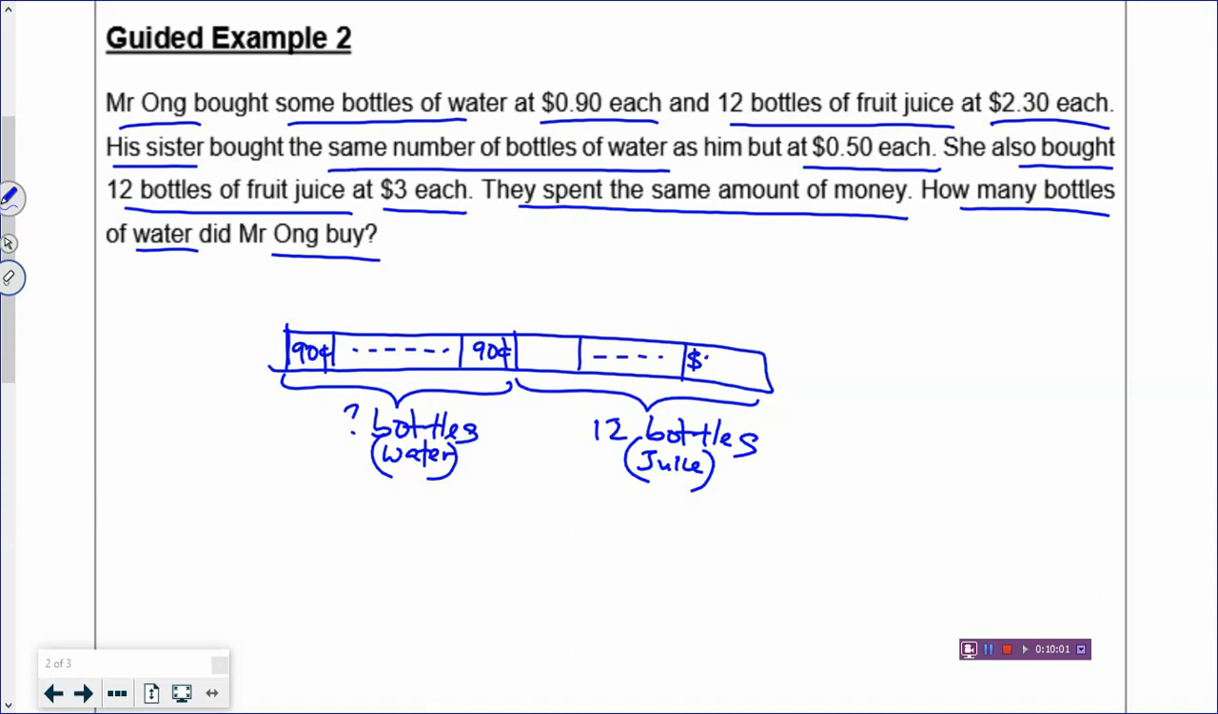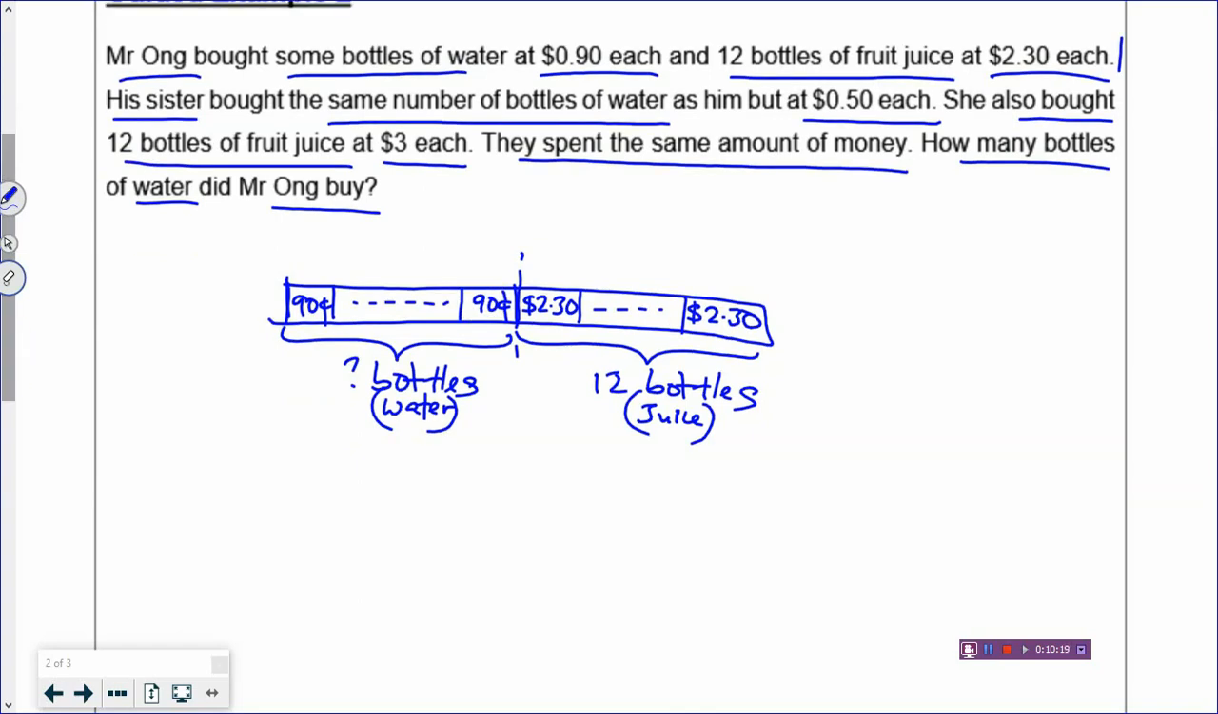Again a broken model, $2.30, and over here also $2.30. So you have the first bottle and the last bottle. Agree? And that's how you draw the first sentence.